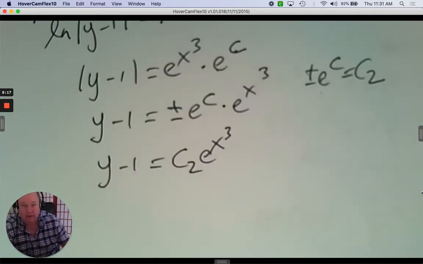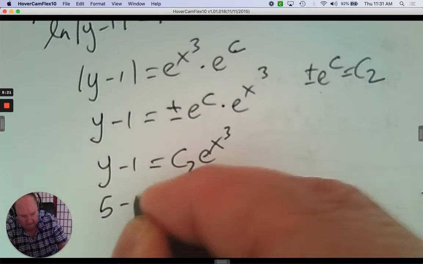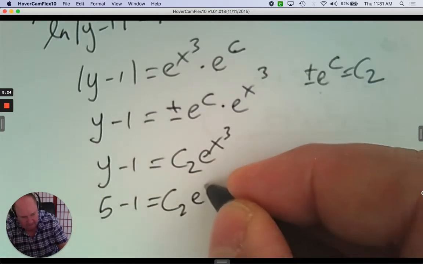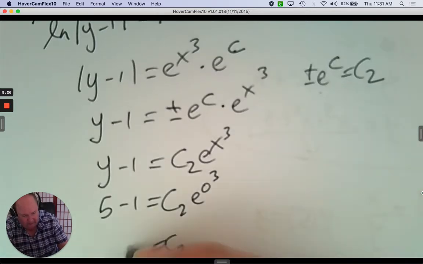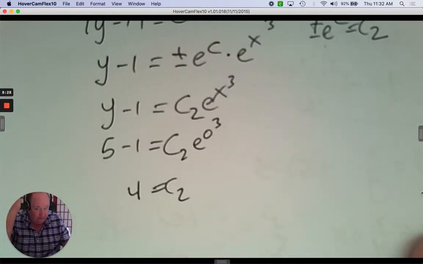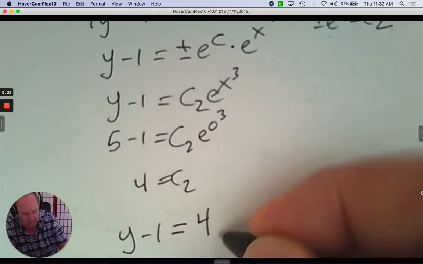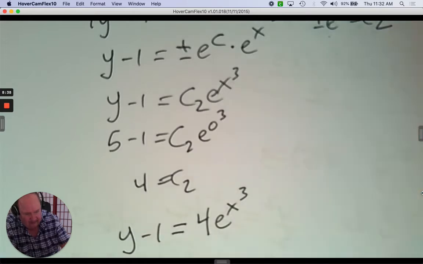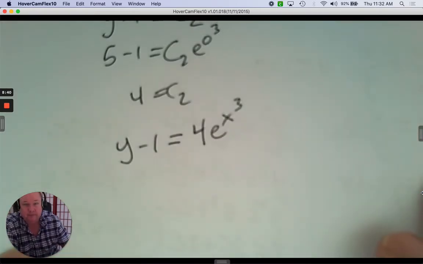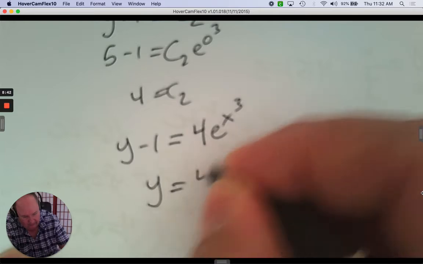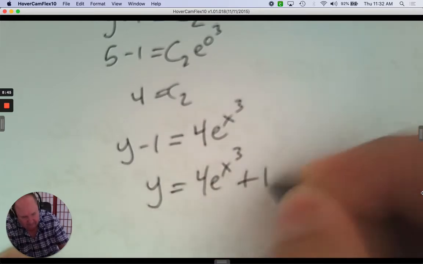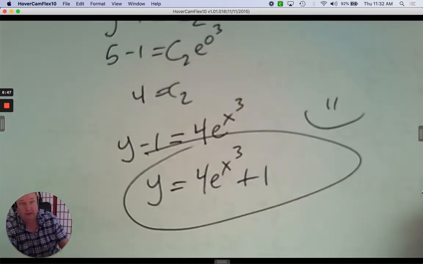And now I'm going to plug in. The point that was given was 0, 5. So y is 5, x is 0, and then I'm going to solve it. So if I solve that, e to the 0 is 1, so 5 take away 1 is 4. So I have y subtract 1 equals 4 e to the exponent x cubed. And then the last step to get y by itself is to add 1. Done. Right? It's not too bad, right? The more we practice.